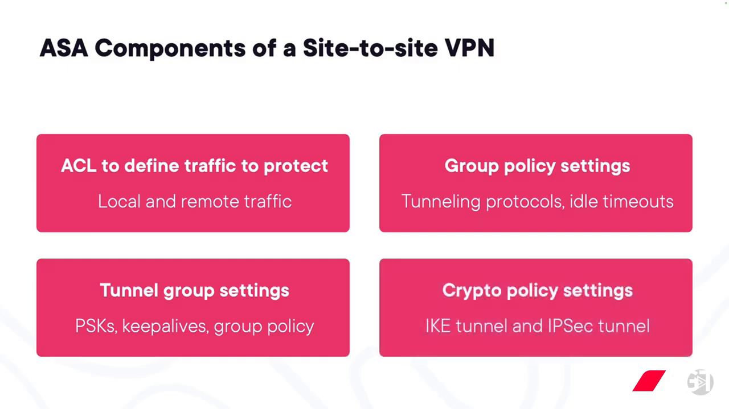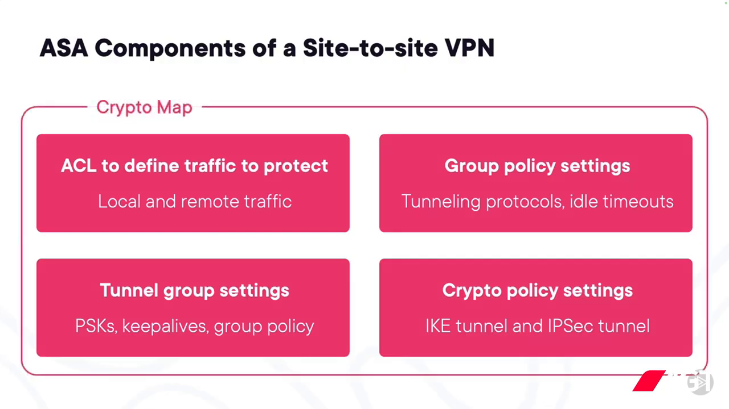And the crypto policy settings also need to be determined. This is for both the IKE tunnel as well as the IPsec tunnel that is built on top of the IKE tunnel. Finally, there are the rest of the crypto map settings. These associate all of these other components together for the VPN, as well as telling the ASA which interface to use to establish the VPN and the IP address of the remote VPN peer.